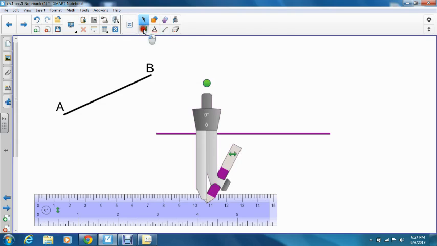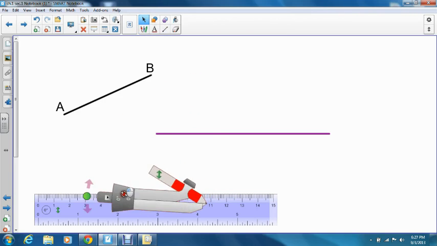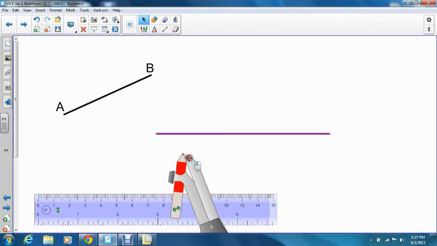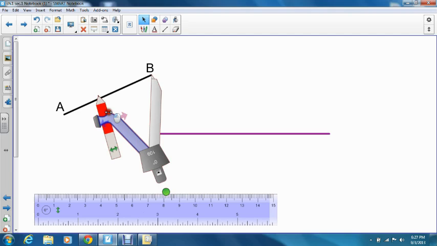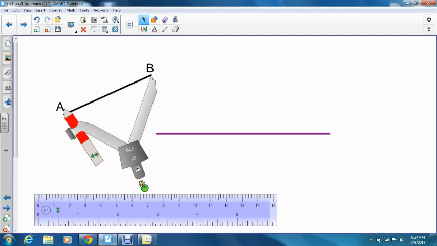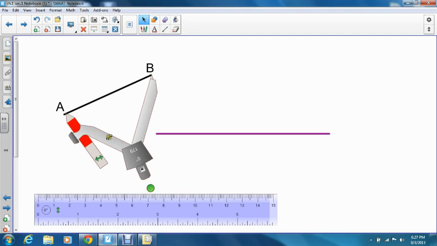For my compass, what I'm going to do is measure that segment AB. I'm going to put the middle point on either A or B, doesn't matter, and open up my compass to where I can measure segment AB. Okay, so I've got segment AB measured, I've got the pencil on A, and the middle point on B. Doesn't matter the order that you do it either way, this is just the way that I decided to do it.